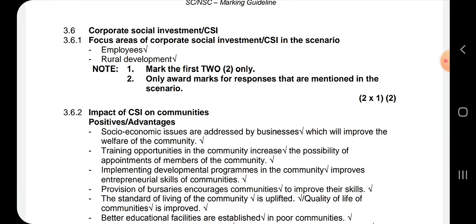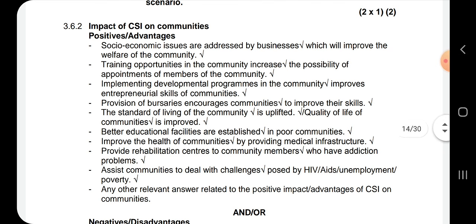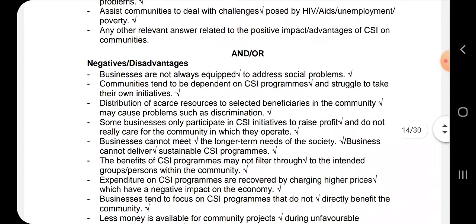Corporate social investment 3.6.1. Focus area of corporate social investment: in the scenario they're focusing on employees and rural development. Impact of CSI on communities. You can have a positive one and a negative one. If they did not specify whether you should do a positive impact or a negative impact, you can choose, but you cannot do both. Okay. Decide if you want to do a positive one or a negative impact.